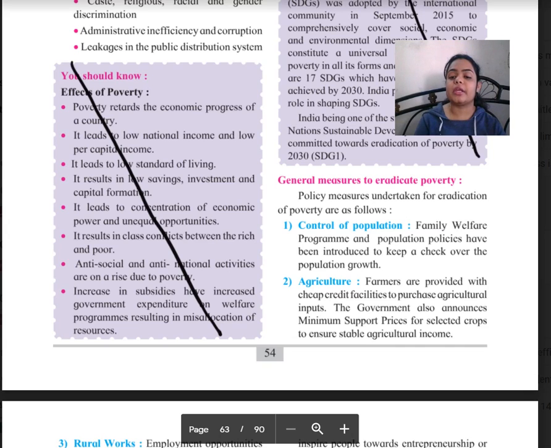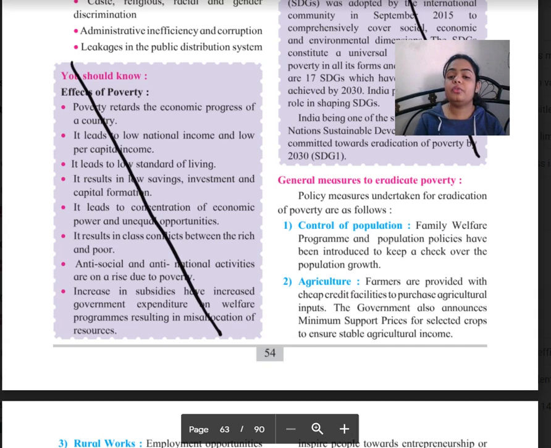Firstly, control of population. So, as we see, the government is taking many different steps or schemes for the control of population, but it is a little difficult task to control the population of such a huge nation. So, the first one is control of population. Family welfare programs and population policies have been introduced to keep a check on population growth. Earlier, they used to have 5 children, 6 children, 7 children, but nowadays it has become a nuclear family, that is maximum 2 children.